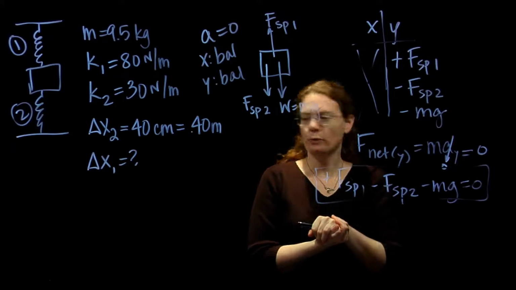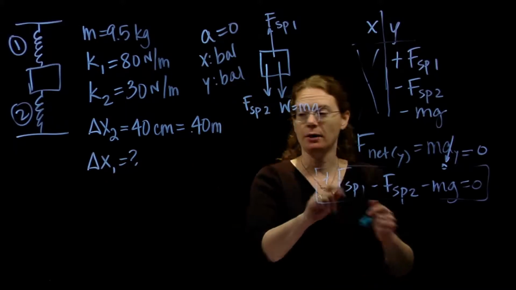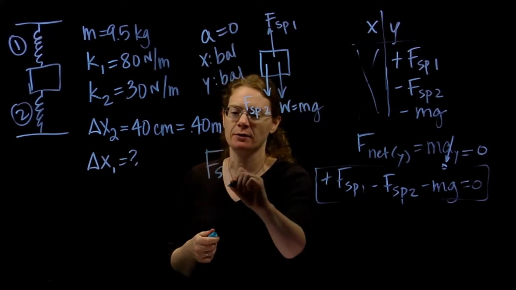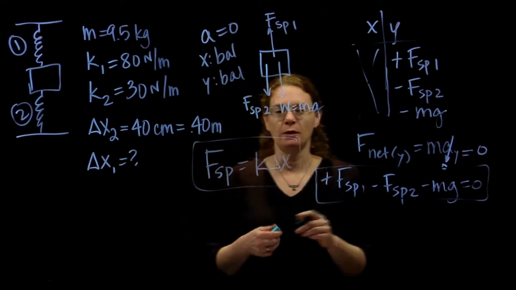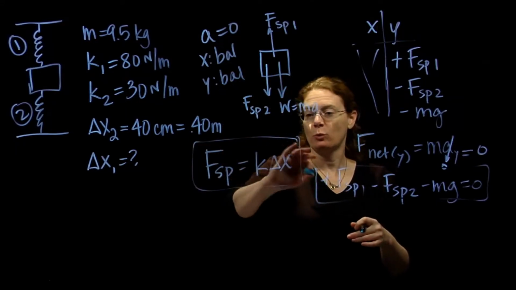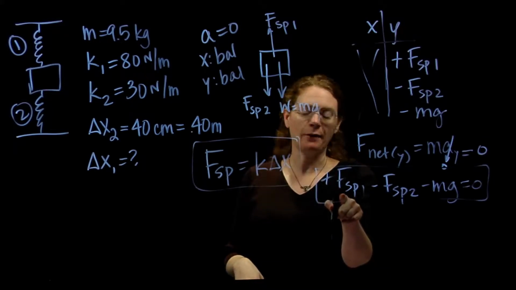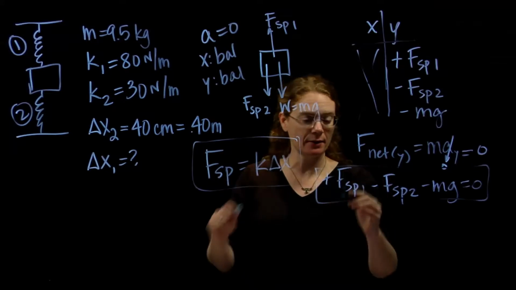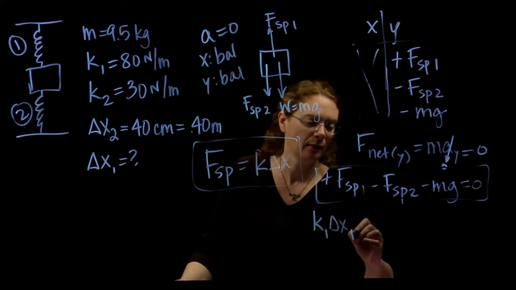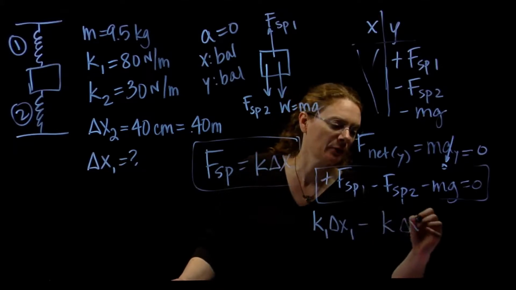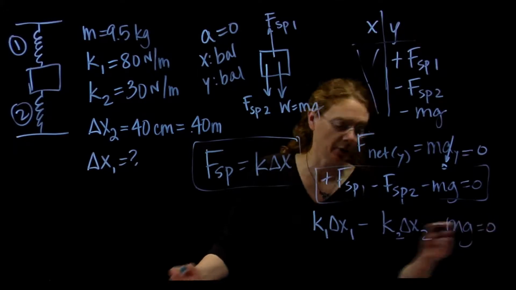What do we know? What are we looking for? We want to know delta x for the first spring, the top spring. That's hiding in here because for spring forces we have this equation, F spring equals k delta x. Anytime we have a spring in a situation or problem, we're going to use this one. So if I replace F spring with k delta x, let's see what I get. This is k delta x for spring 1, and k delta x for spring 2, minus mg equals 0.